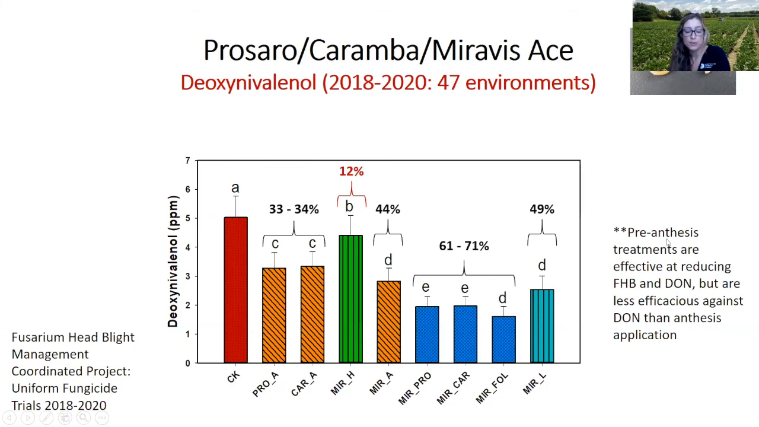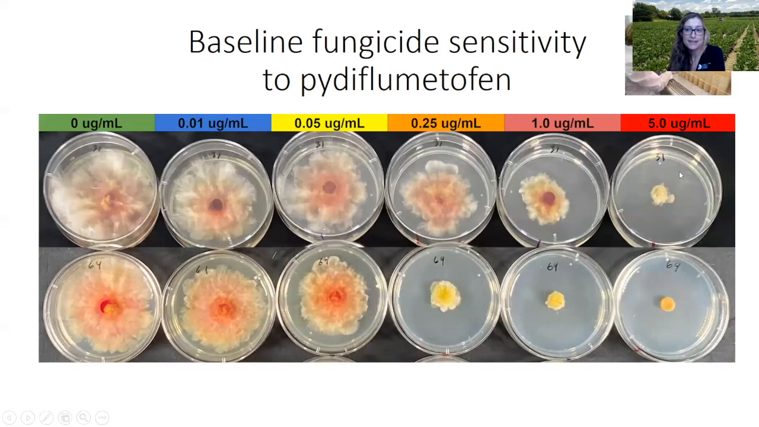So those pre-anthesis treatments are effective at reducing FHB and DON, but if you have the option, timing it at that 10.5.1 is going to be where you're going to get the peak efficacy and really help to drop the DON and the fusarium symptoms. So hopefully we'll have another low year next year and won't be too much of a concern, but fusarium is one that is always in the back of our minds each year.